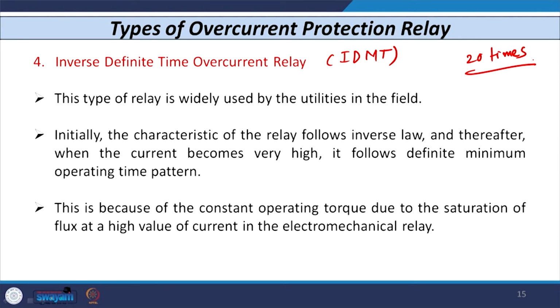So, up to a multiple of pickup value of 1 to 20, the time of operation of the IDMT relay is inversely proportional to the magnitude of current, and if the multiple of pickup current exceeds 20 or some specific value as decided, then the time of operation of the IDMT relay becomes constant and it follows the definite minimum time principle. The main point of the IDMT relay is why we are utilizing two different relays, the inverse time over current relay and the definite minimum time relay, for obtaining the IDMT relay.